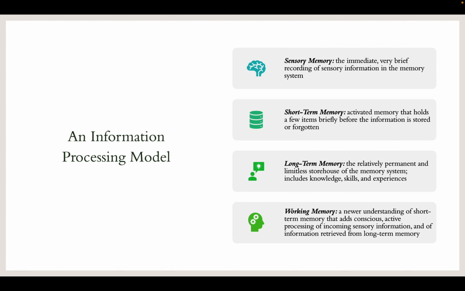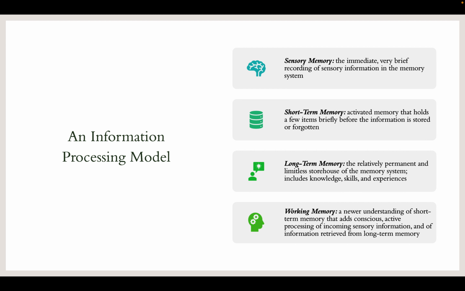The information processing model has 4 different types of memory. There's sensory memory, short-term memory, long-term memory, and working memory. The first 3 have been around for a while. They were developed by Atkinson and Shiffrin. However, more modern psychologists have added working memory to this list of the information processing model.